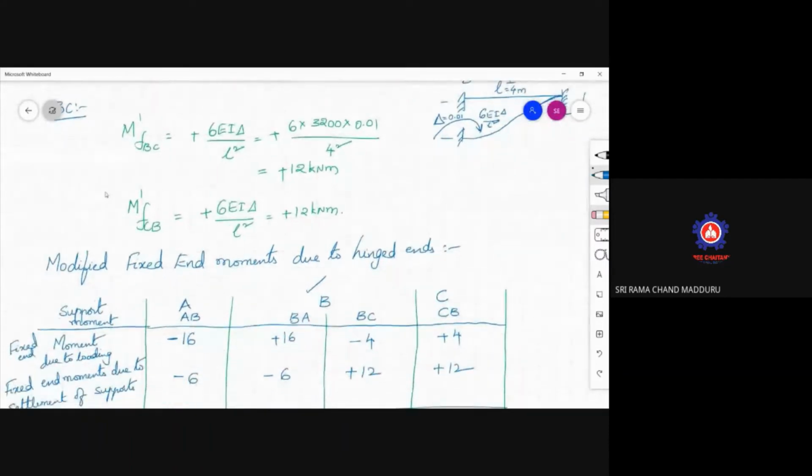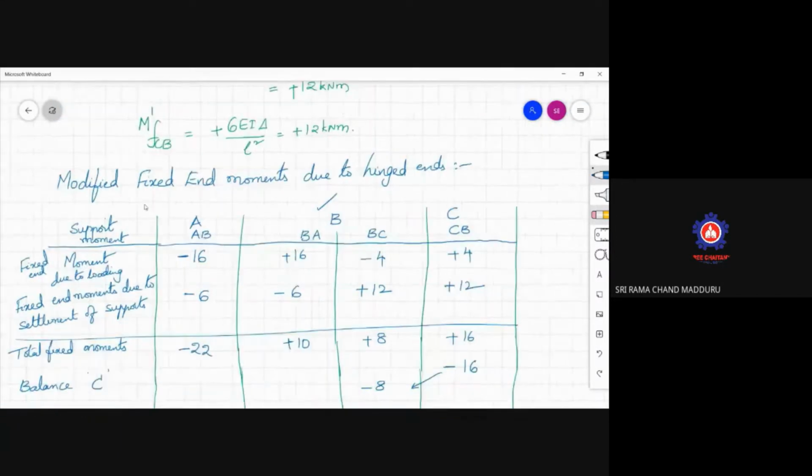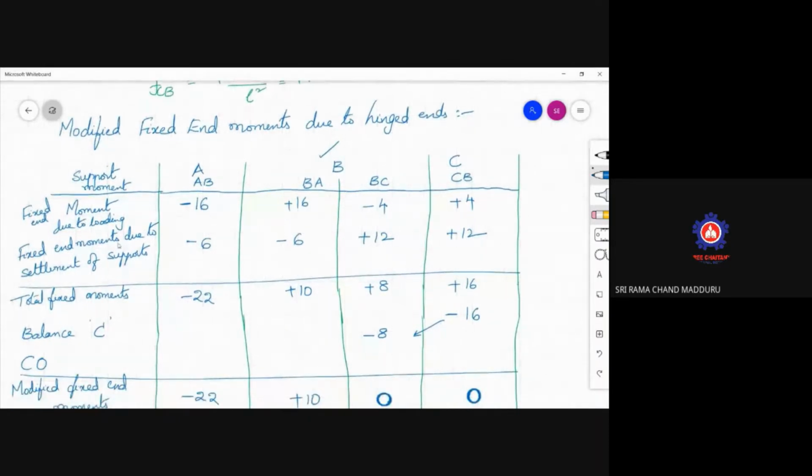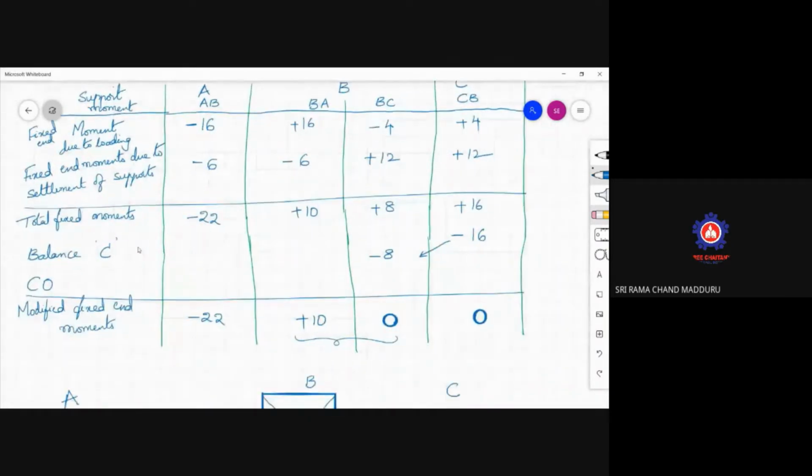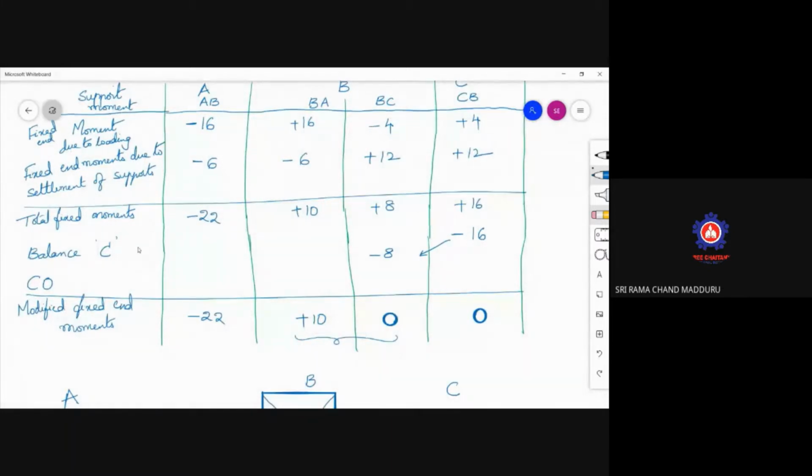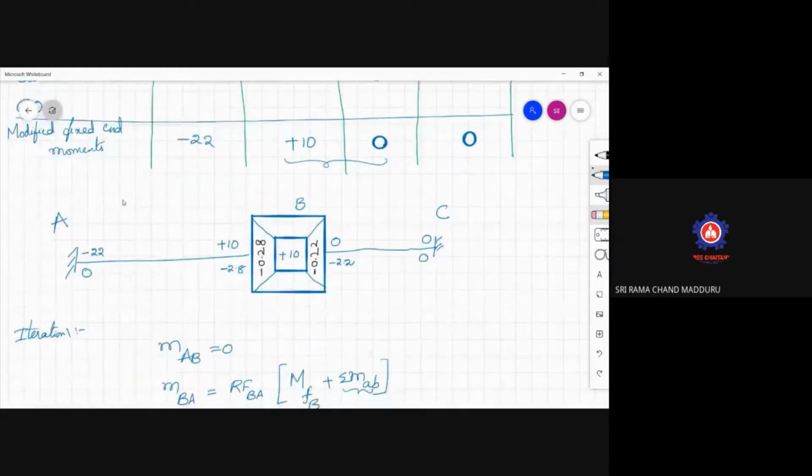Now, as support C is a roller support, the moment at that point is 0. We should modify that first of all to proceed further. So modified fixed end moments due to hinged supports are calculated. And after that, we got the fixed end moments which are modified. Taking this value further, draw the diagram, represent the moments, and represent the restraint moment at support B, which is the summation of fixed end moments for BA as well as BC.